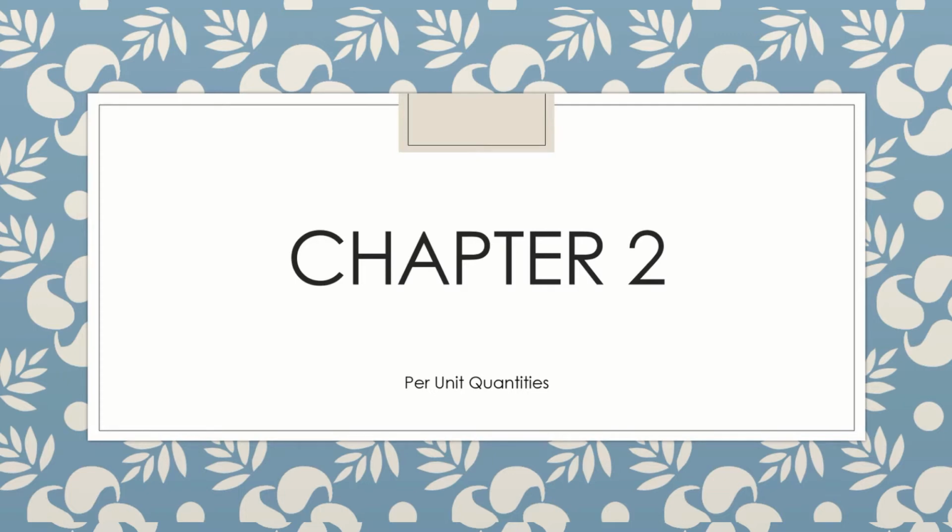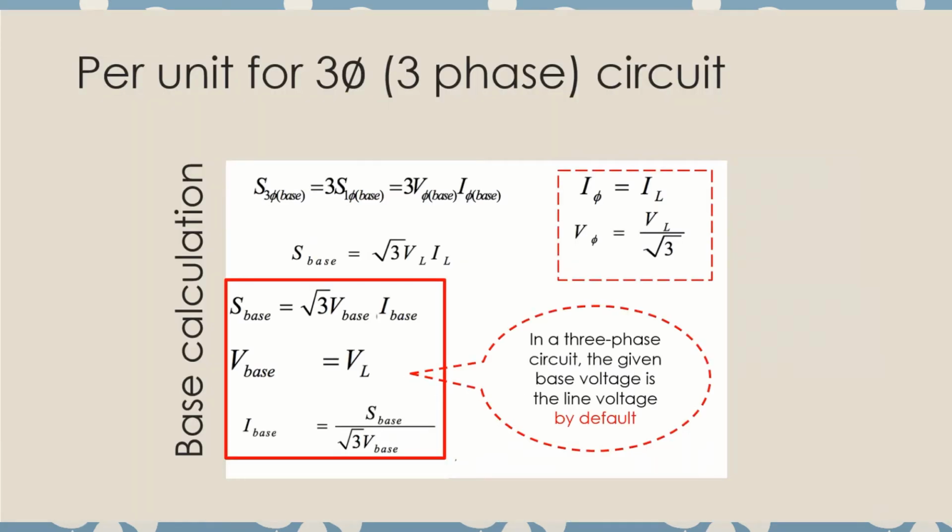Today we're going to continue. We're going to do per unit for three-phase circuit. In the previous class we already discussed per unit for single phase. So the difference between single phase and three-phase is in the equations.